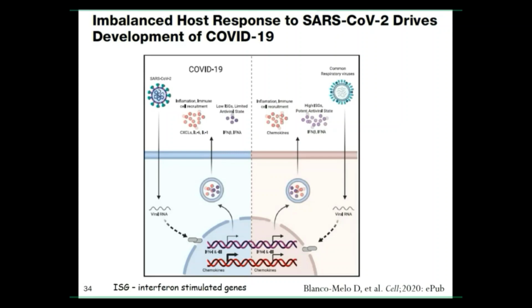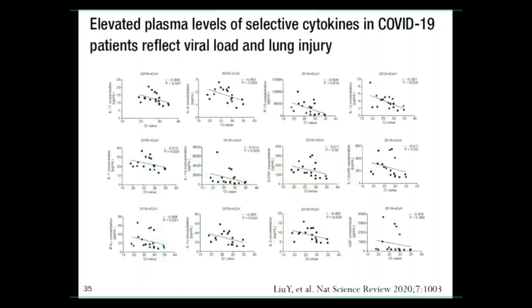Influenza does cause some stimulation of the immune system, cytokines and chemokines. But what happens with COVID is you get this overwhelming expression of these inflammatory mediators. So you can see COVID differs significantly from these other respiratory infections. So this slide: elevated plasma levels of selected cytokines in COVID-19 reflect viral load and lung injury. So you can see this was just a sample of the cytokines. There is a wealth of cytokines that are increased. You name it, they increased.